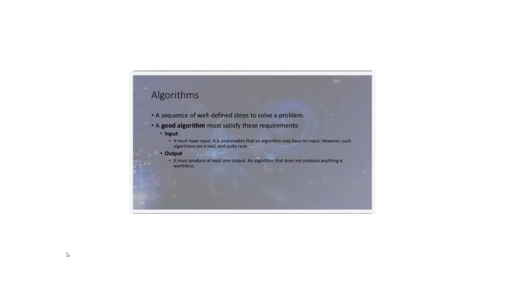Okay, algorithms: a sequence of well-defined steps to solve a problem. A good algorithm must satisfy these requirements. Input: it must have input. It is conceivable that an algorithm may have no input. However, such algorithms are trivial and quite rare. And the output: it must produce at least one output. An algorithm that does not produce anything is worthless.